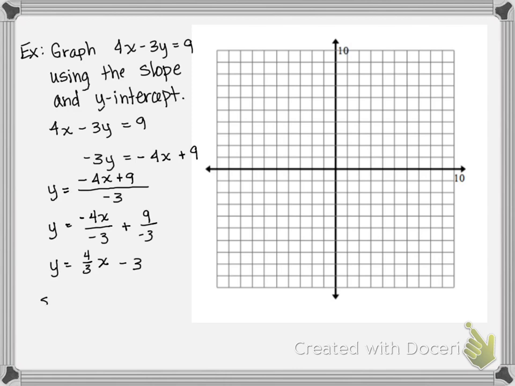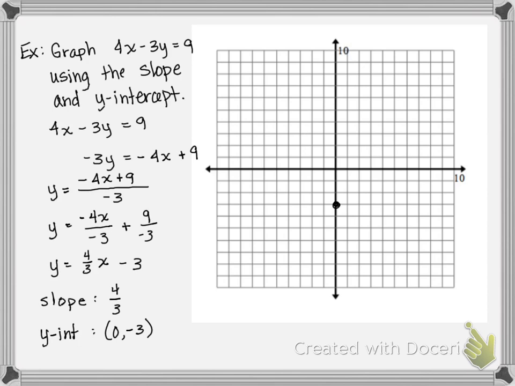Our slope is negative, no it's not. Our slope is 4/3. And our y-intercept is 0, negative 3. So again, we always start with the point that we know. So in this case, 0, negative 3 is a point that we know is on the line.